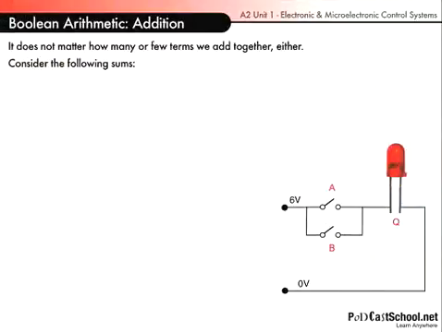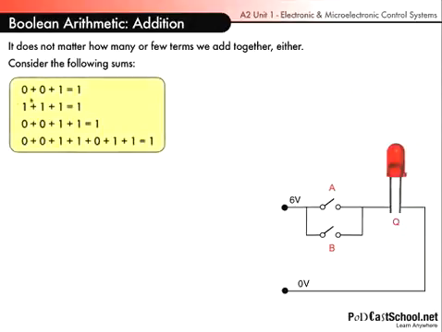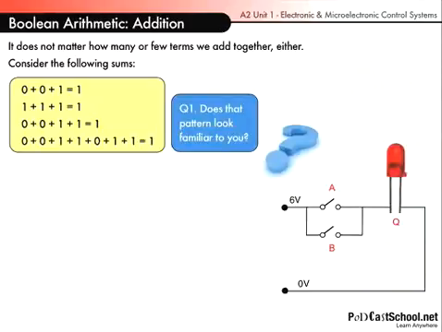Okay. It does not matter how many or few terms we add together either. Look at this. 0 plus 0 plus 1 is 1. 1 plus 1 plus 1 is a 1. 0 plus 0 plus 1 plus 1 is a 1. And in fact, any sum where there is a 1 will always equal a 1. If there is no 1 present, if that were, for example, 0 plus 0 plus 0, that would obviously equal a 0. And I've asked a question here. Does this pattern look familiar to you? Is there anything that this might remind you of?